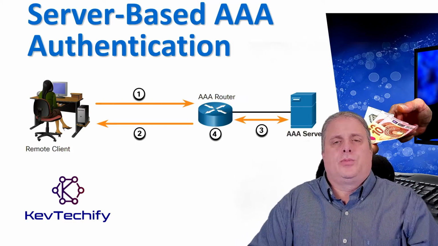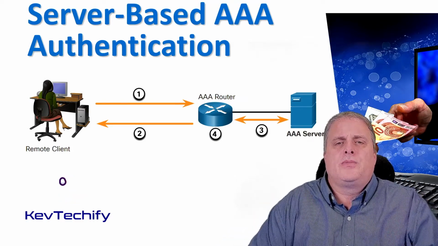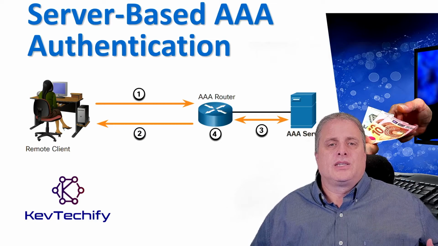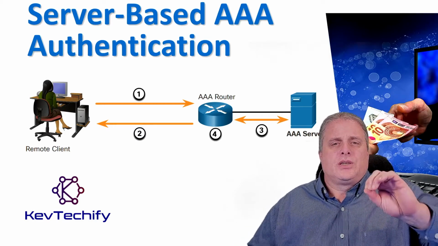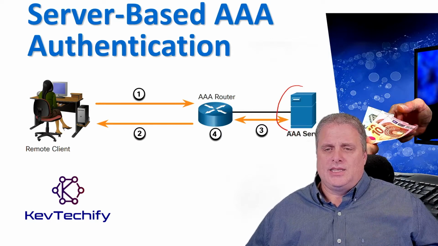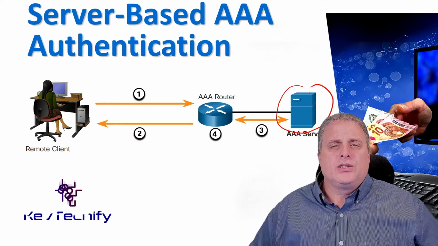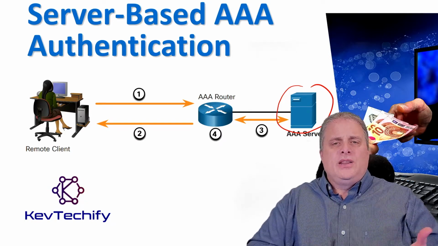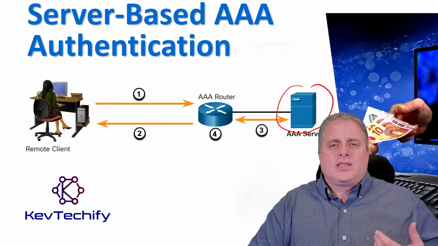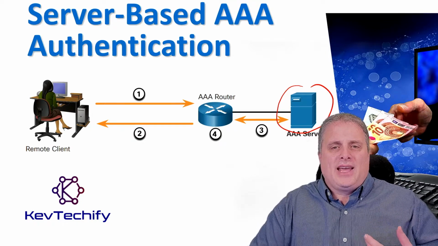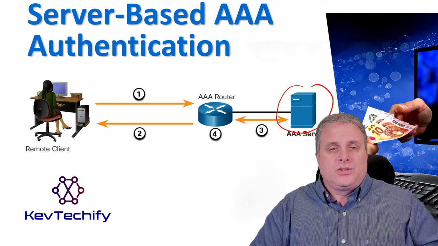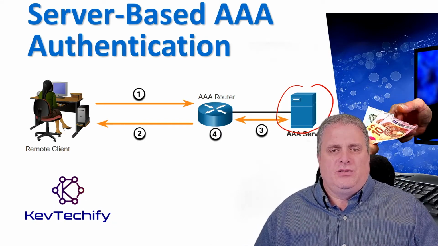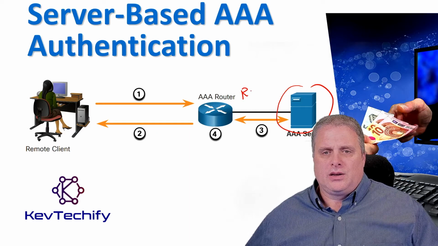Here we have server-based AAA authentication. Now with the server-based method, the router accesses a central server, such as a Cisco Secure Access Control System for Windows, which is right here. So this is that ACS server. Now, the central AAA server contains the usernames and passwords for all the users. The router uses either RADIUS, Remote Access Dial-In User Service, or TACACS, Terminal Access Controller Access Control System, and it uses those protocols to communicate with the AAA server.